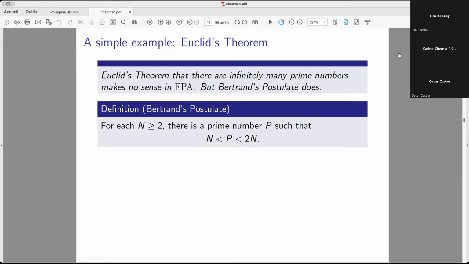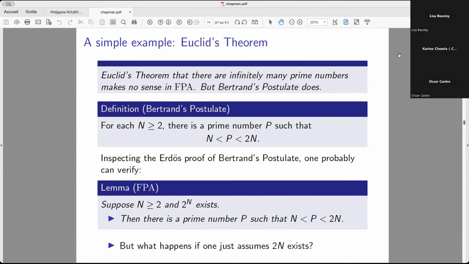So does FPA prove that if 2n exists, then there's a prime number between n and 2n? I'm not saying n is the largest number. So if you look at Erdős's proof of Bertrand's postulate, the so-called book proof, it probably proves this lemma. Suppose n is bigger than or equal to 2, and 2 to the n exists. Then there's a prime number between n and 2n. It looks like if 2 to the n exists, there's enough room to do the sums that Erdős needs to do and prove that there's a prime.